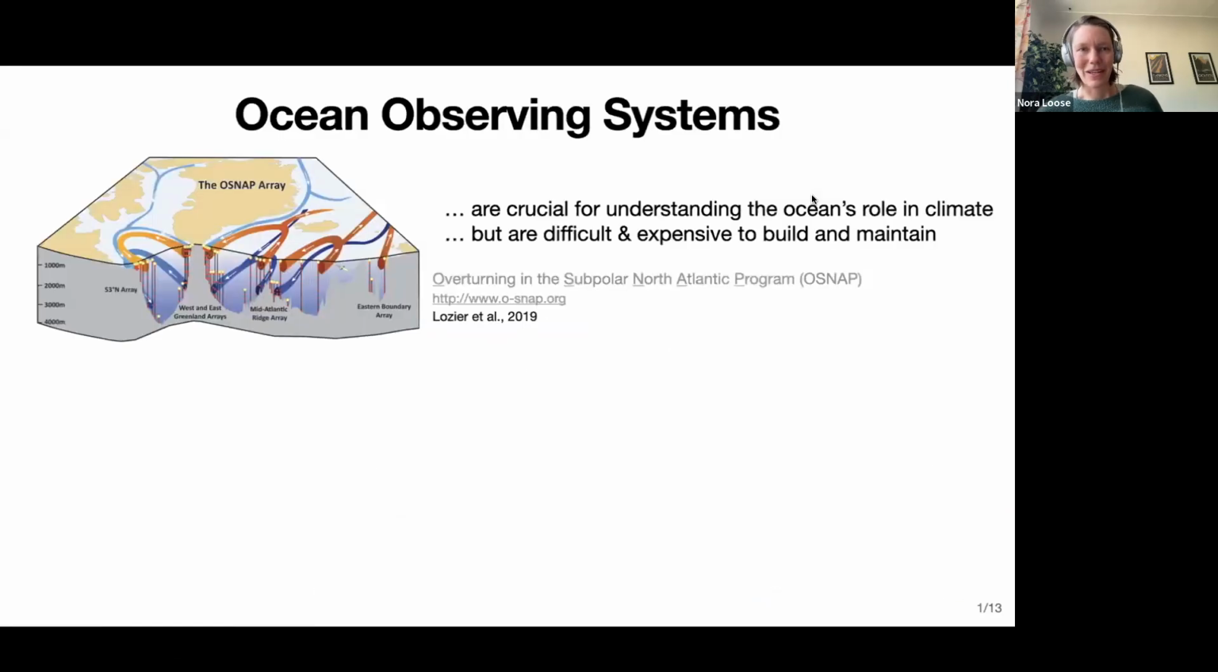Okay, so I think this crew here agrees with me that ocean observing systems are absolutely crucial for understanding the ocean's role in climate. But at the same time, they're also very difficult and expensive to build and maintain, right? So a great example is the OSNAP observing system in the North Atlantic. This is a huge and costly international effort, but over the last few years, it has led to revolutionary new insights into North Atlantic ocean circulation.